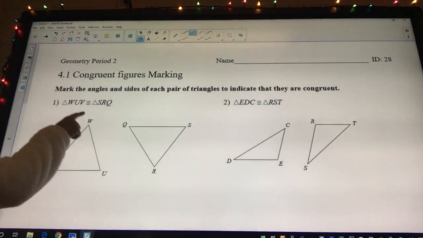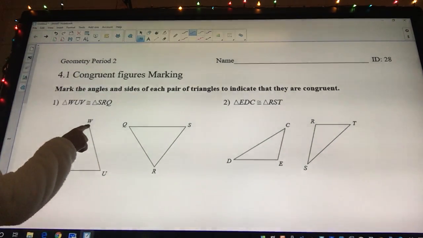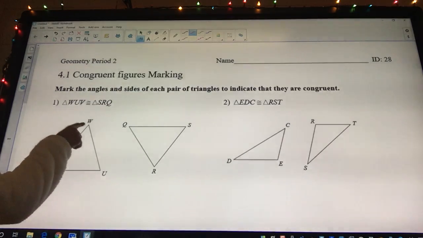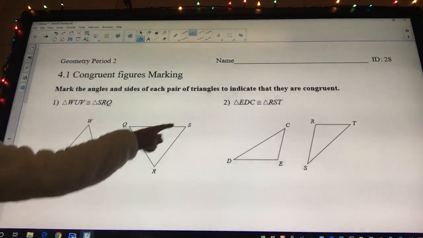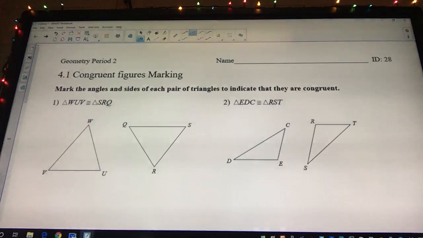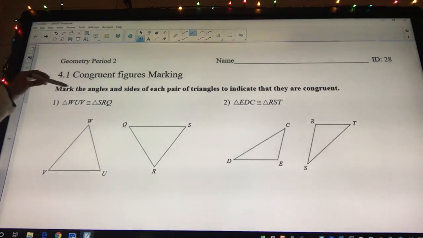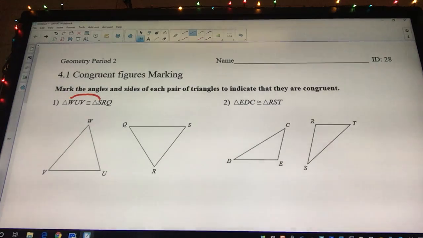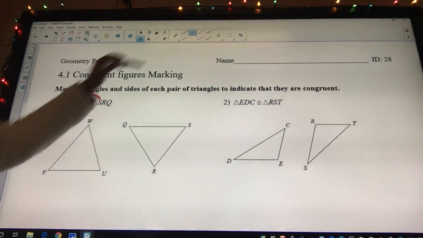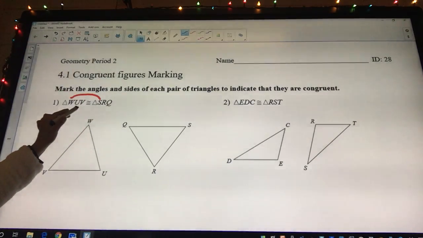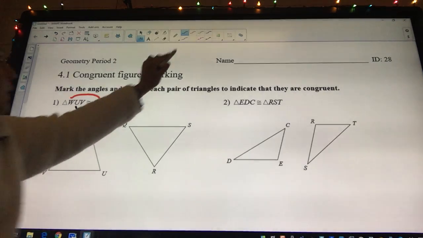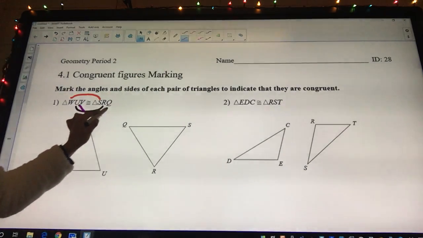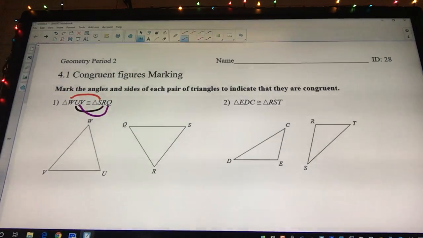So we have triangle U or W, U, V, and so that's this first triangle, and we have triangle S, R, Q. Okay, the letters match up. So see how W comes first on the first triangle and S comes first on the second triangle. Okay, and if we look, both second letters are U and R. Okay, and then the third letter is V and Q. You can kind of match that up. And so when we're looking at just the single letter part, that's the angle.